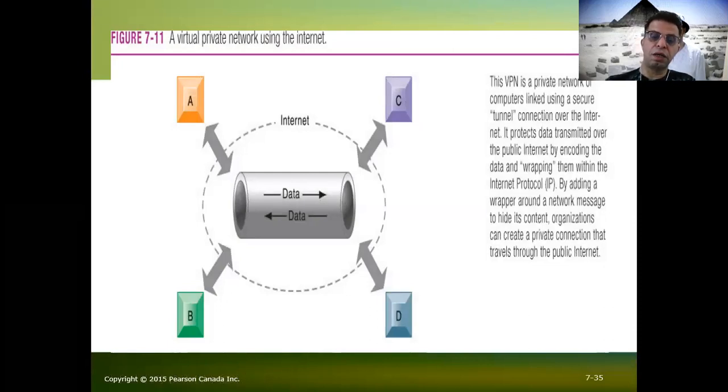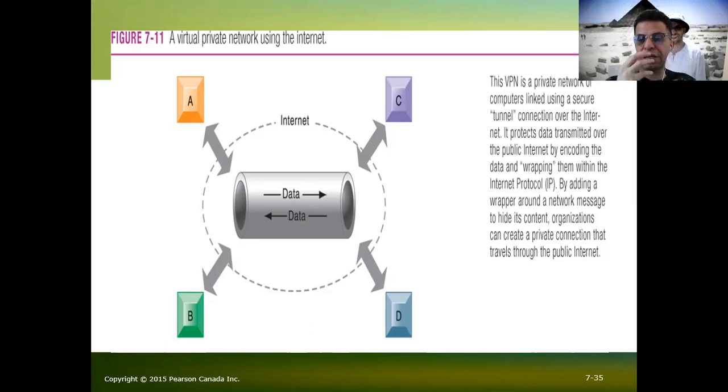In the VPN, as we said, everything goes through a tunnel. This is a private network of computers linked together in secure tunnel connections over the internet. It protects data transmitted over the public internet by encoding the data and wrapping it. One of the things I've noticed, for example in Iran, and in any country, is that they use lots of VPN software because they want, for example, access to Facebook that has been blocked, or WhatsApp that has been blocked. So you use a tunnel, and from the tunnel you have access to certain countries, and there you can have access to whatever application you're looking for. So it is a tunneling connection over the internet.